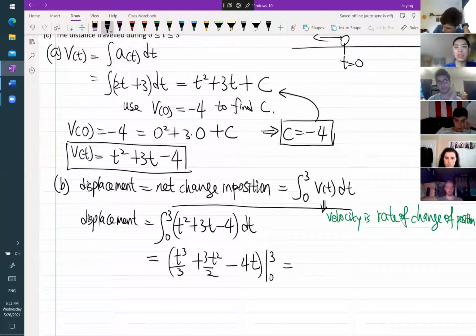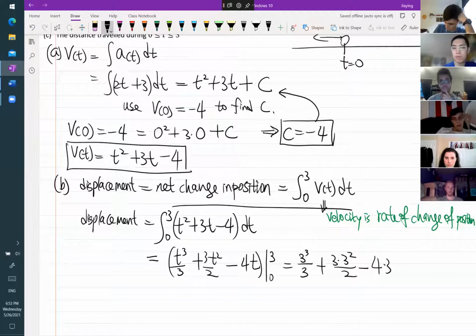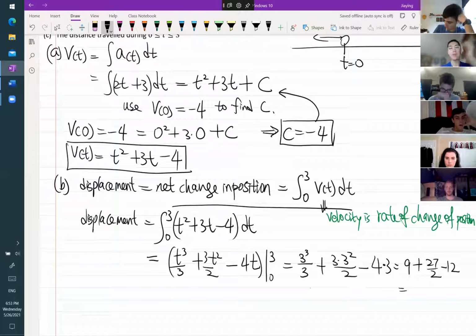So plug in 3 there, and then I'm plugging in 0. Obviously, when you plug in 0, everything becomes 0, so really we just end up plugging in 3. So we get 3 cubed over 3 plus 3 times 3 squared over 2 minus 4 times 3. I believe you get 9 here, plus the middle term gives you 27 over 2, then you minus 12. That's 13.5. You get 10.5.